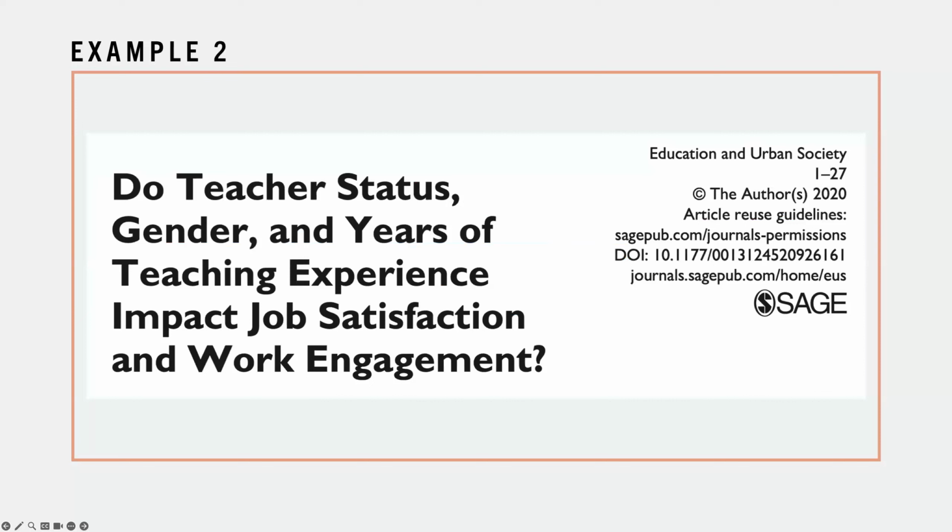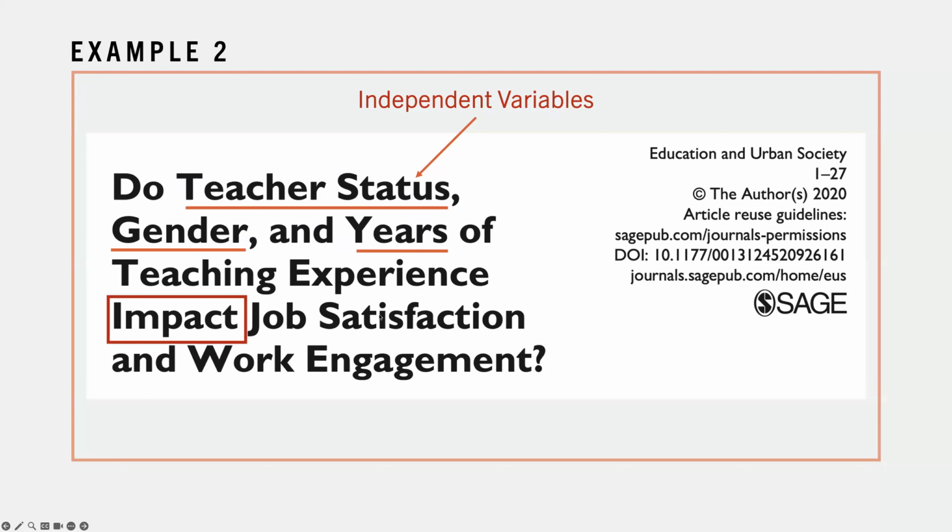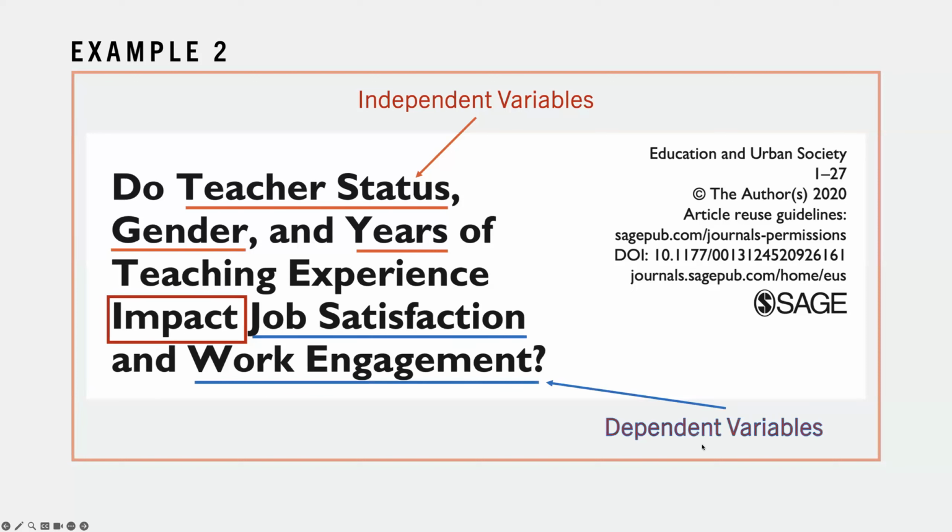Do teacher status, gender, and years of teaching experience impact job satisfaction and work engagement? So this one is a little trickier in that these are subject independent variables. So teacher status, gender, and then years of teaching experience. That's not something that you can manipulate as a researcher. Those are existing parts of your participants. That's something that's already in existence. It's a subject variable. So you can look at this information and say, this is different between our participants. And so we think that there's some kind of relationship with our dependent variables here.